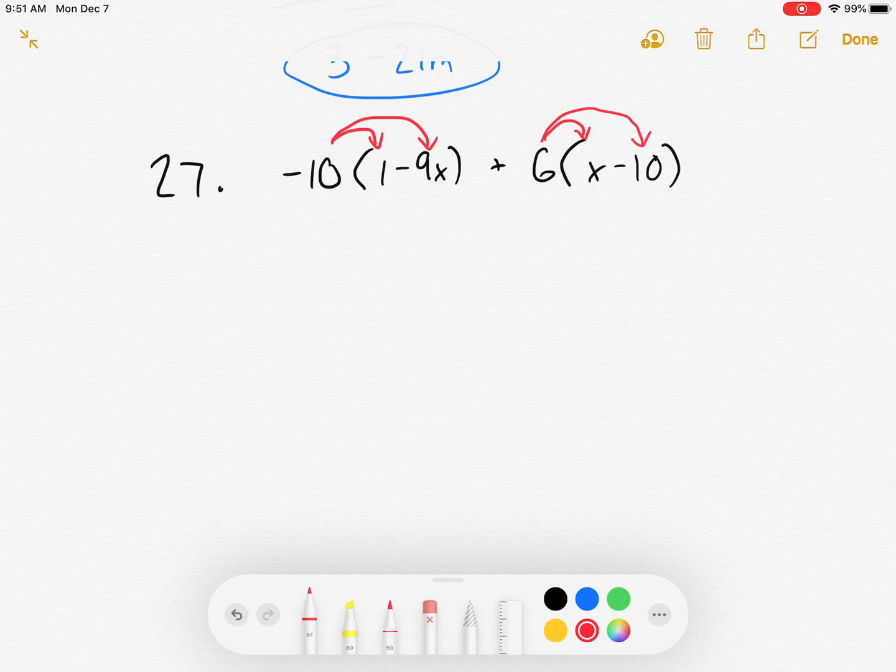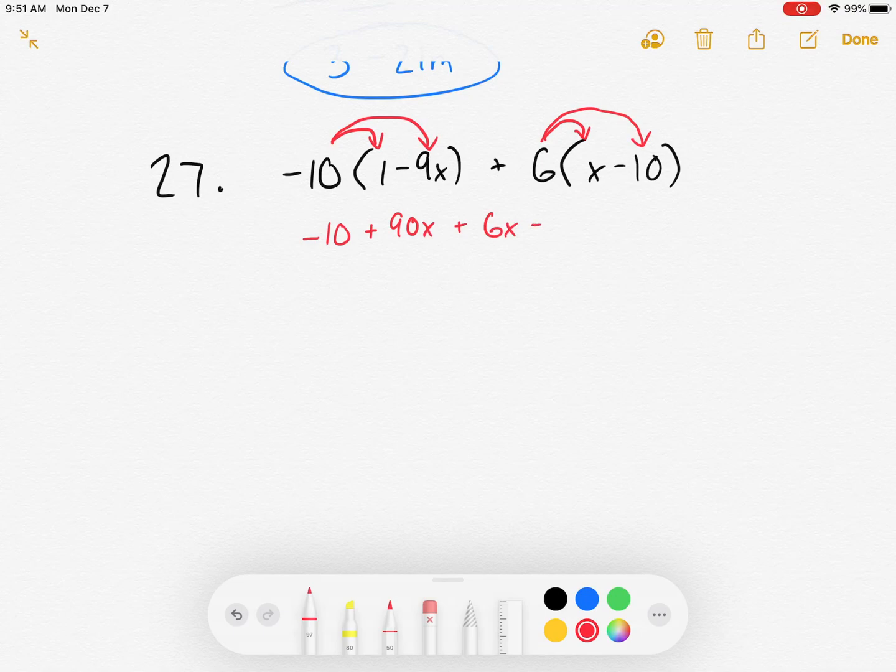Okay, so personally what I like to do is I like to do both of the distributive properties first, just in one step. I like to kind of combine them. So I would do -10 times 1 would be -10. And then -10 times 9x would be -90x, but we have a negative out front already, so this would end up being plus 90x.